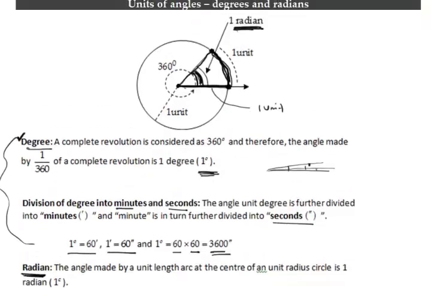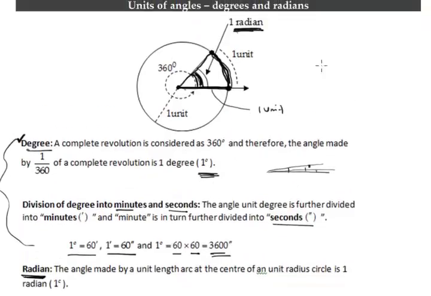So now we have defined what degree, minute and second are, and what 1 radian is. And radian is usually shown as 1c, that is, a 1 radian angle is shown as 1 with the radian sign, a small c. So this refers to 1 radian. So we have defined degree, minute, second and 1 radian of angle. Now in the next slide we will find the relation between degree and radian.